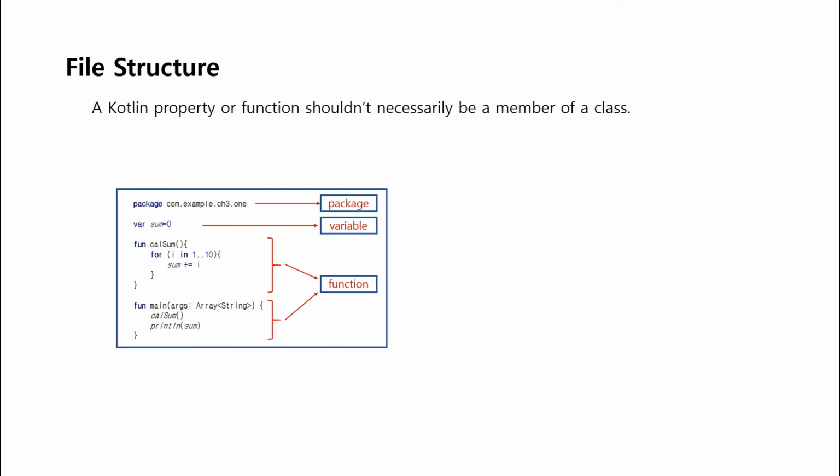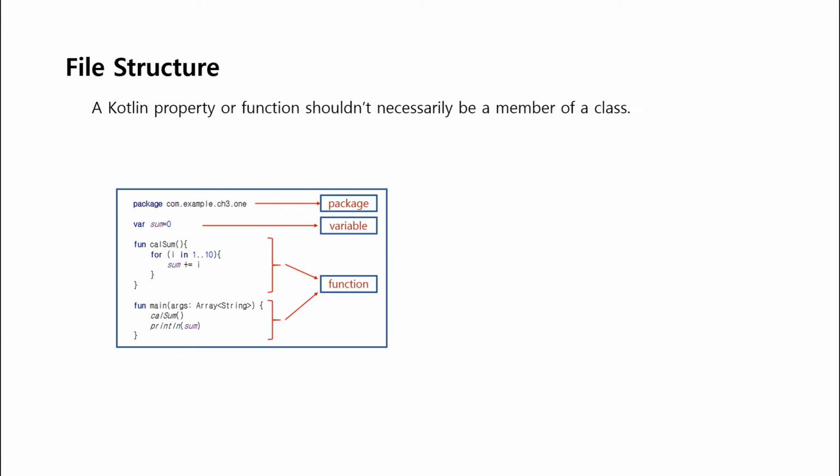Like this case, these properties and functions are so-called top-level members. What top-level member means is that they are placed on the first level in a Kotlin file. Java doesn't have a term for top level, but let's try to describe the top level in Java. A class is the only top level, and the top-level class can have member variables and methods in Java.